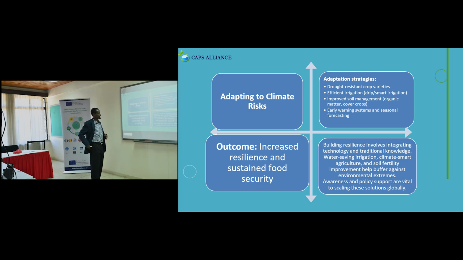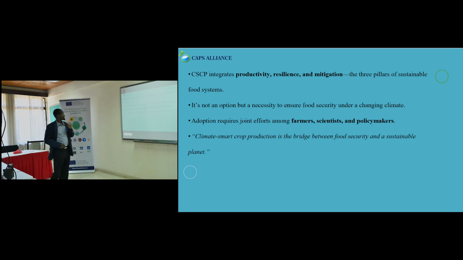Nowadays things have changed. The outcome is increased resilience and sustained food security. Next. Climate smart crop production increases productivity. We have discussed that. Resilience is not an option, but a necessity to ensure food security. At the end of the day, we need food security. Food for everybody. Food should be available, for you to be able to take in the morning, in the afternoon, so that you can have enough energy. Food security is actually at the end of it all. Next.